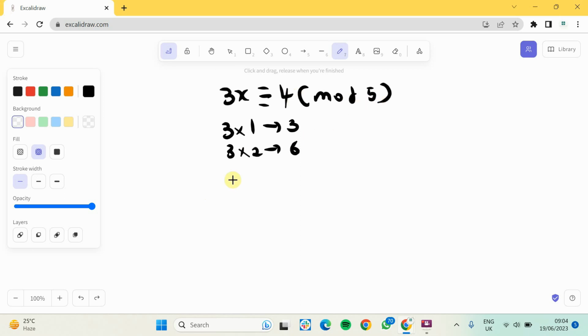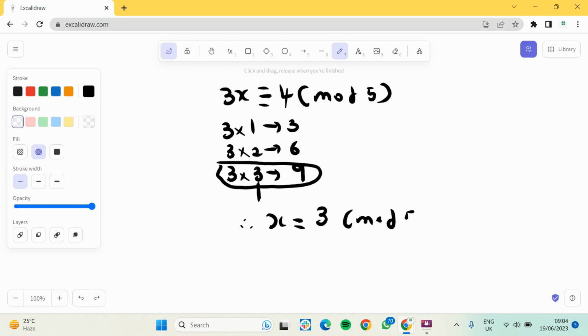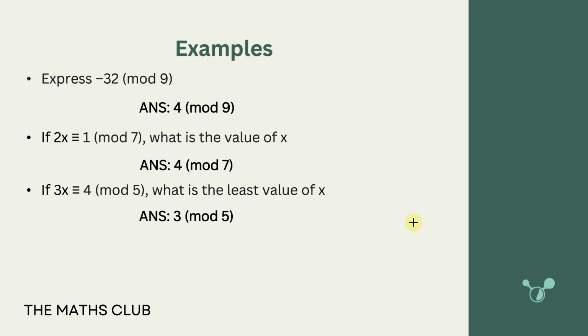No. So 3 times 3 is what? 9. 9 divided by 5 is 1 with a remainder of 4. That means that this is actually the value that I'm interested in. That means my x will be 3. So therefore, x is equal to 3 mod 5. So let's see if our answer is correct. Great. So if you got it right, it shows that you've gained a little bit of understanding into what we're doing. Let's look at another example.